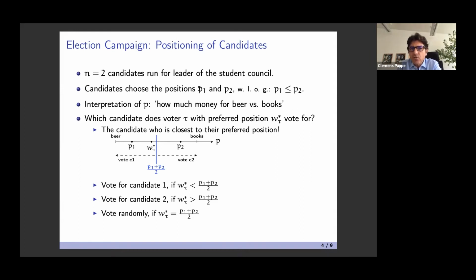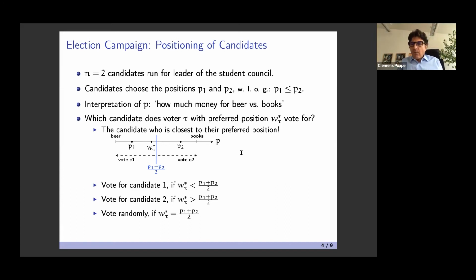Now, candidates choose the positions in this spectrum, P1 for candidate 1 and P2 for candidate 2. Now, without loss of generality, assume that P1 is smaller than or equal to P2. This is simply naming the smaller position candidate 1. And the interpretation of this P is, as I said, how much money for beer versus books, how much redistribution, what should be the tax rate on income tax.